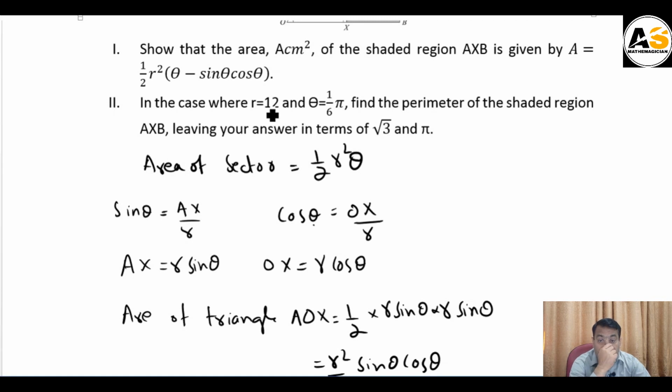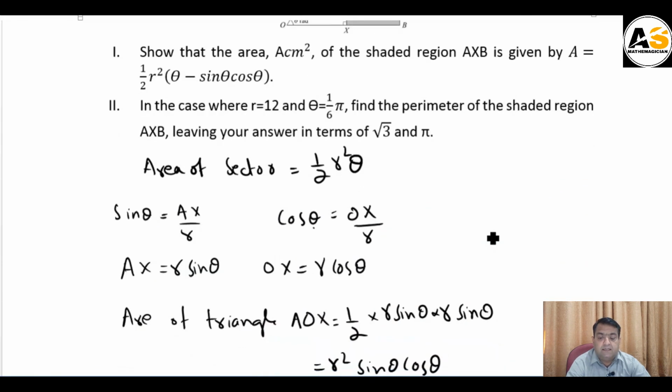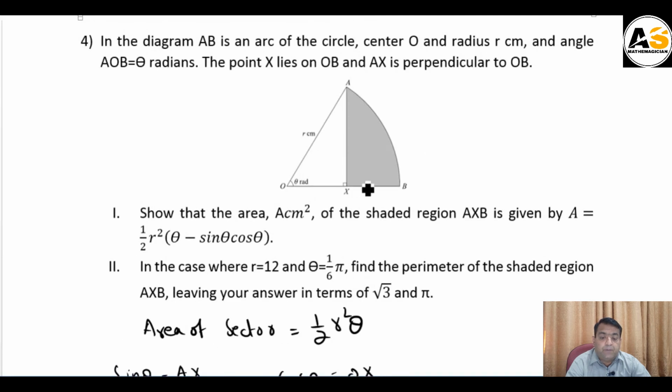And in the second part, we are given that r is equal to 12 and theta is pi by 6. We have to find the perimeter of the shaded region AXB. R is given 12, theta is given pi by 6. Perimeter of the shaded region is equal to AX plus XB plus arc length.